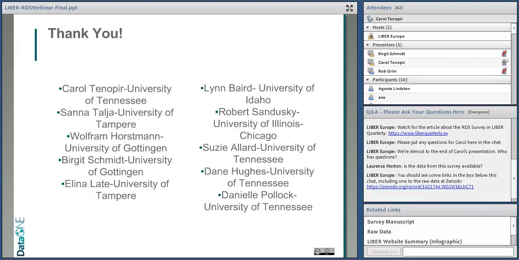So I want to thank again this team. This has been a great team to work with. I mentioned it includes both DataONE and LIBER folks from around the world, and I've been pleased to work with them. As was mentioned at the beginning, I'm based this year in Europe. I'm at Hanken School of Economics in Helsinki, and so it's been nice to be able to work so closely with the European research libraries.